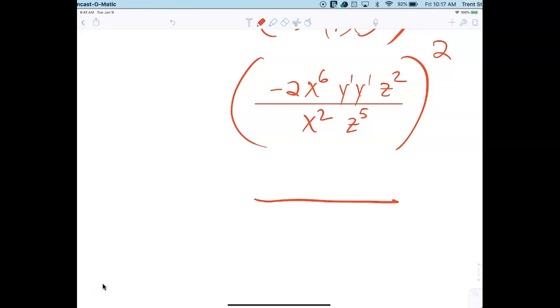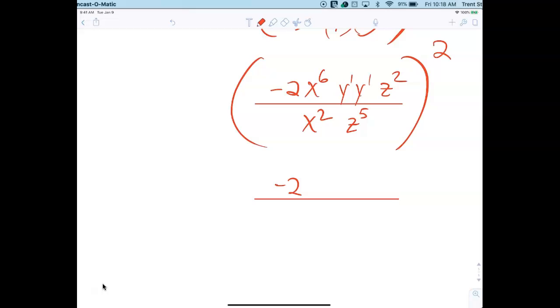All right, so inside the fraction, does anything happen to the negative 2? No. Negative 2. What happens to the x's? 6 is on top and 2 on the bottom. X to the what? X to the 4th. Right, because you're subtracting. Dividing is subtraction, right? All right, so tell me x to the 4th.